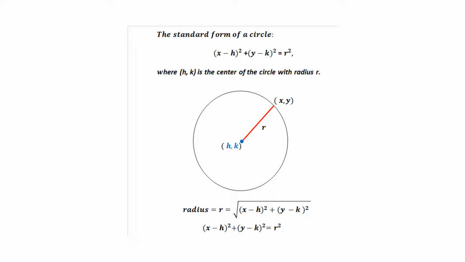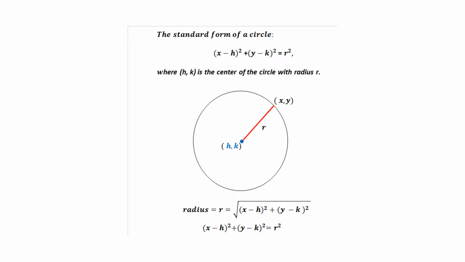So we have a picture below. We have (h, k) as the center, that's the blue dot. We have a radius shown, and it goes to the point (x, y), which is part of the circle. And we will derive this formula by using the distance formula.